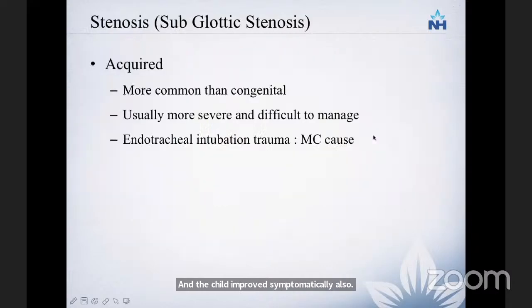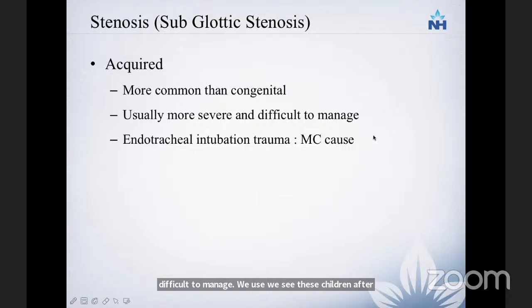So the next cause of stridor is stenosis. First, I will talk about subglottic stenosis. Subglottic stenosis can be acquired or congenital, but acquired subglottic stenosis is more common, and it is very difficult to manage. We usually see these children after an endotracheal intubation, a traumatic endotracheal intubation.